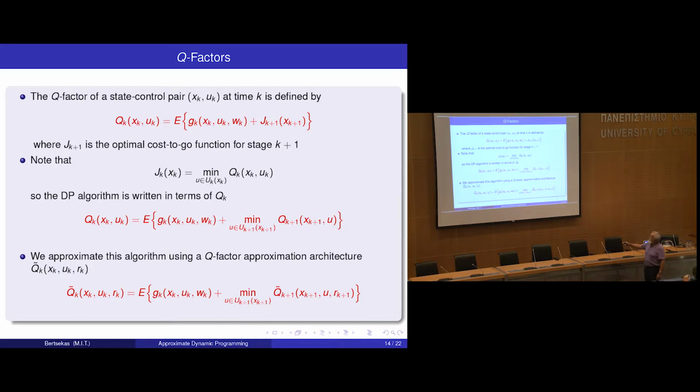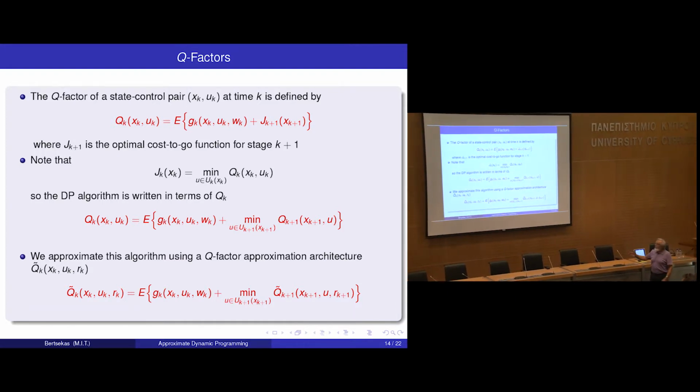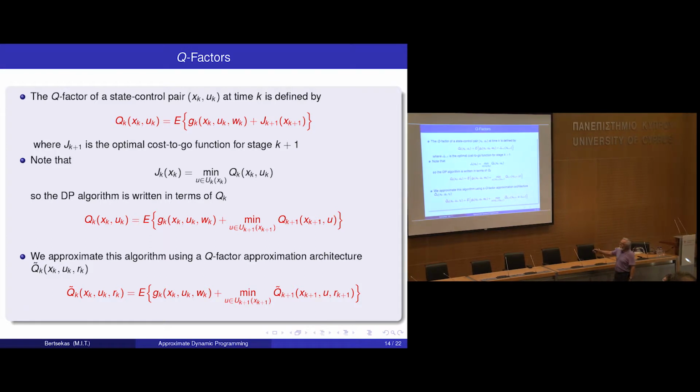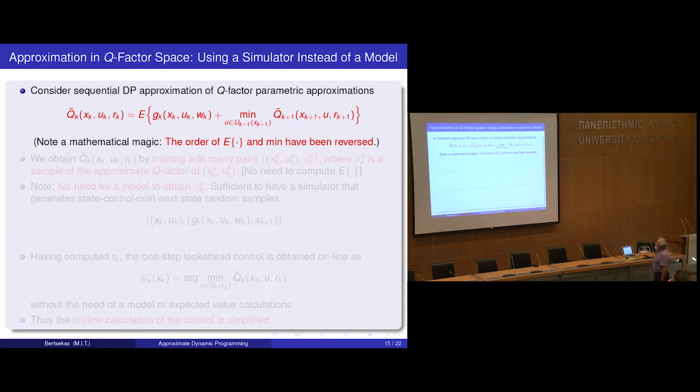And then we can write an approximate form of the dynamic programming algorithm like so, where we replace the Q's with Q tildes. So this gives rise to a potential of sequential training starting from time n and then going back one step at a time. Train for k plus 1, then train for k, k minus 1, and so on. Okay, so now let's go into this sequential dynamic programming approximation using QFactor parametric approximations.